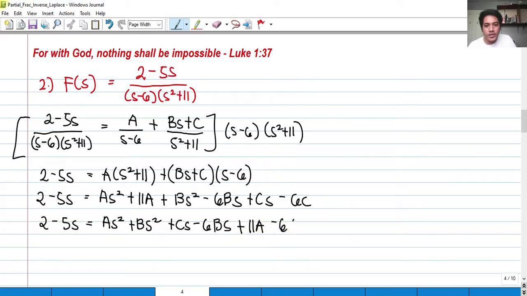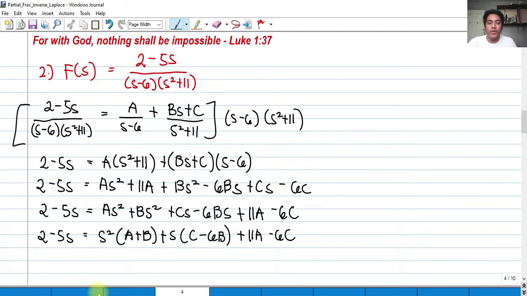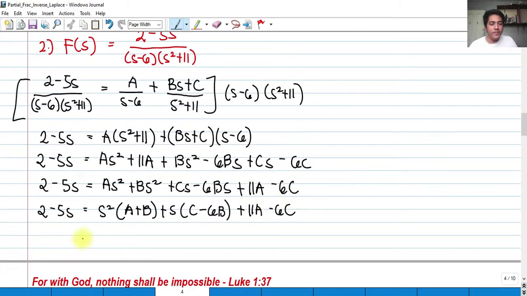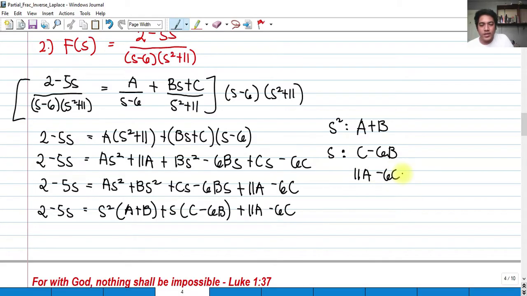11a minus 6c. So what we are going to do is factor out this s squared. We have a plus b. Then we can factor out s here, plus s, that's c minus 6b. Then leave the constants as they are, those terms that don't have any s. So from that we can conclude that for s squared, we have a plus b. For our s, we have c minus 6b. Then for our constant term, we have 11a minus 6c.